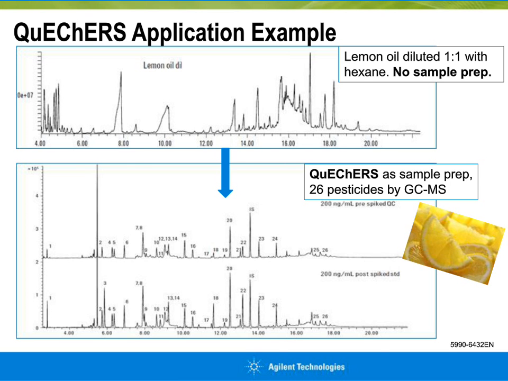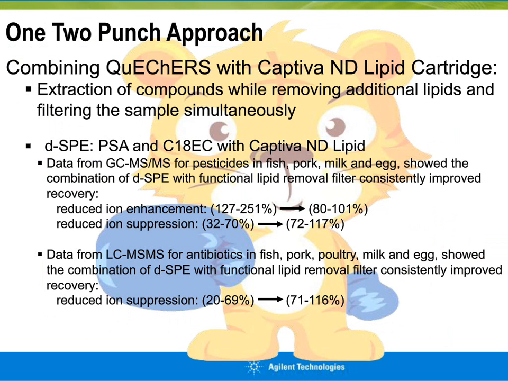Now, here's an example of what I like to call a 1-2 punch approach. This is using the QuEChERS procedure, but after the dispersive step, pass the sample through a Captiva ND lipid to remove additional lipids that might be in the sample. Not only does this remove lipids, but at the same time it mechanically filters the sample prior to analysis. And this can be done directly into the autosampler vials. This avoids particulates from the dispersive step inadvertently being transferred to the autosampler vials and removes additional lipids.